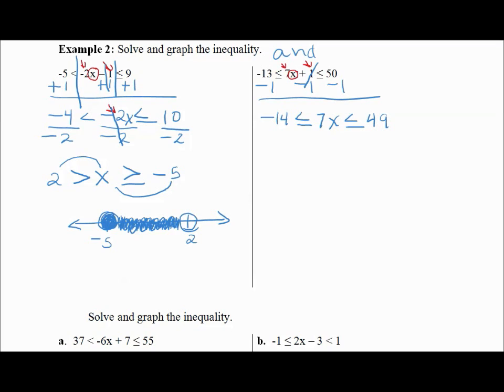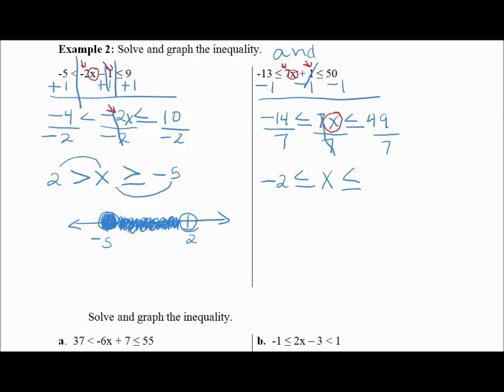Okay, now remember, I'm still isolating my variable. So that means now I need to get rid of the 7. And I'll do that by dividing all three sections by 7. So this is negative 14 divided by 7, which is negative 2. Bring down my inequality symbol. 7's cancel out. Bring down my x. Bring down my inequality symbol.